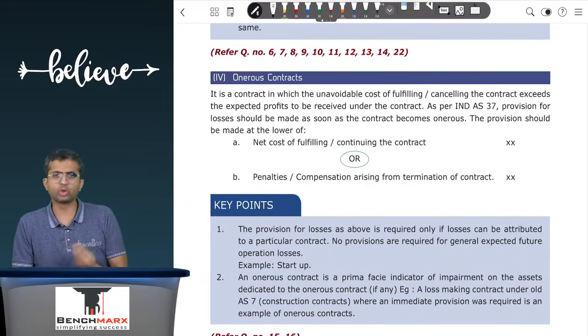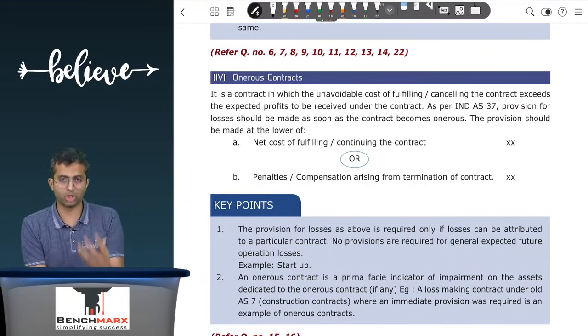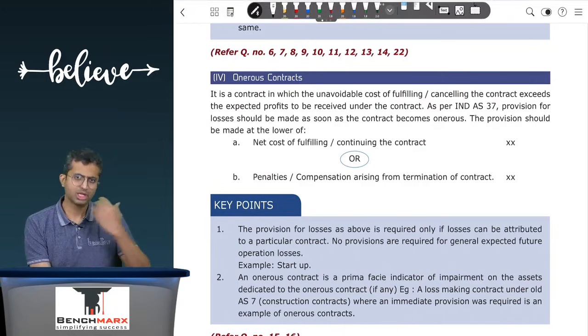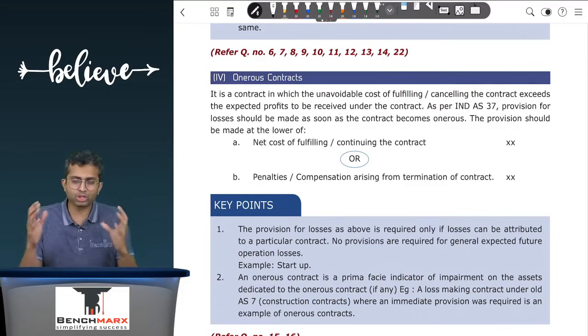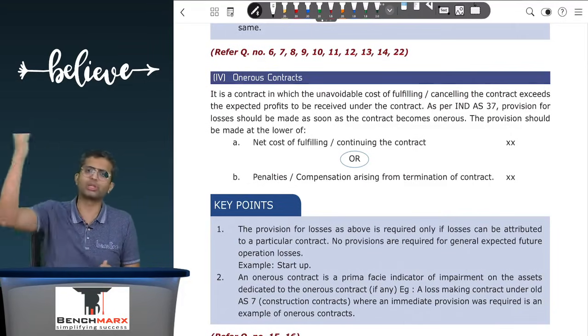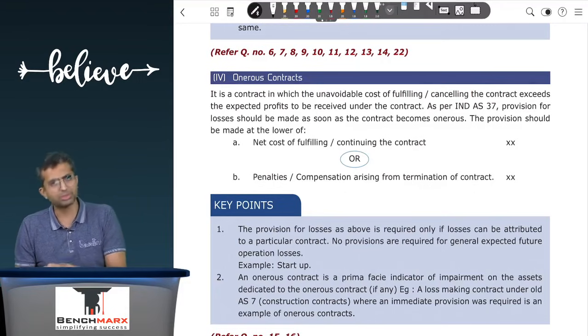So when you look at an onerous contract, it is a contract where there is an unavoidable loss, whether you fulfill the contract or you cancel the contract. In such cases, you will have to create a provision for the loss on the onerous contract immediately. You will not wait till the time the loss actually happens. You will create a provision for the same immediately.